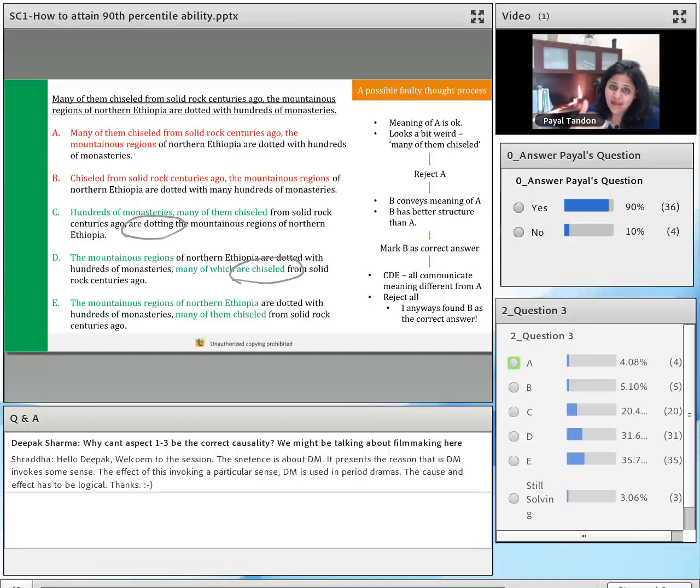If I'm saying I am teaching, that's an action that I'm doing. If choice C is saying many of these monasteries are dotting, are they actually doing the action of dotting right now as I'm reading the sentence? No, the answer is no, right? So you have to contextualize everything from a meaning-based perspective. And as soon as you start doing that, you will see that sentence correction will become a very enjoyable experience. You will end up learning so much from each and every answer choice, okay?